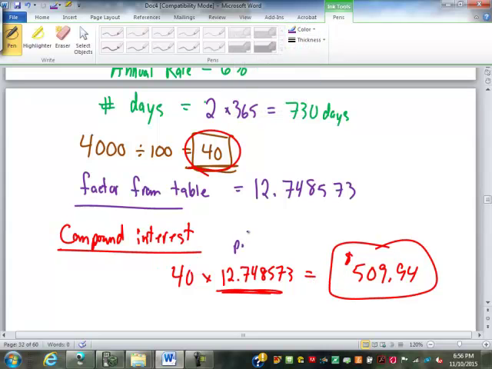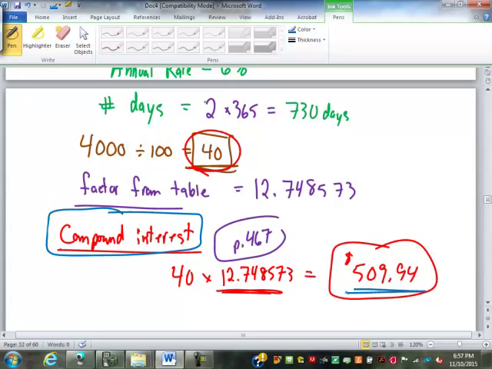That's on page 467 in your book. If you go to the 6% column, you follow that down to 730. You bet. Now notice what I wrote here. I wrote compound interest. I did not write future value.